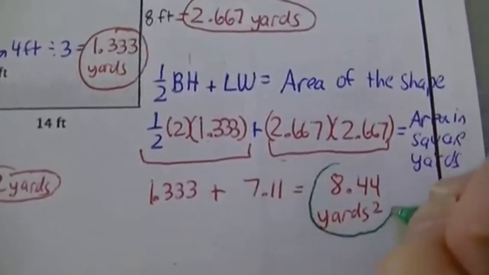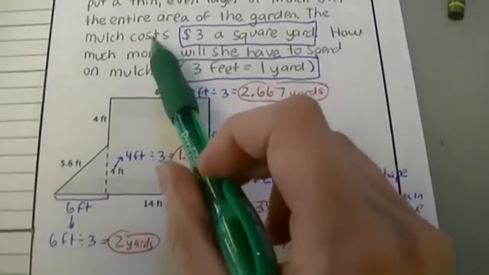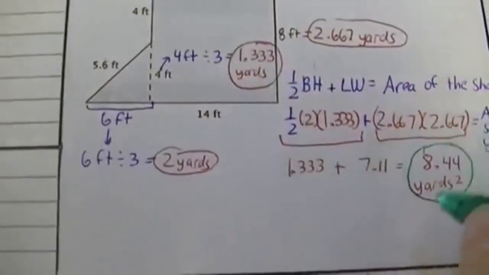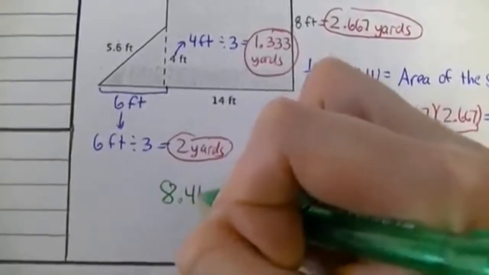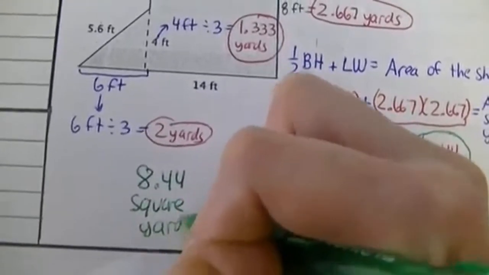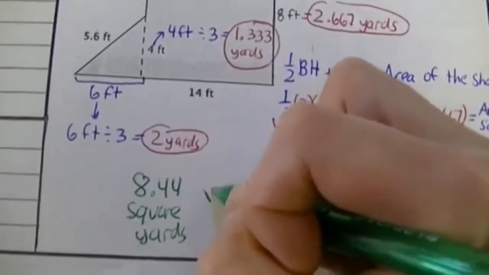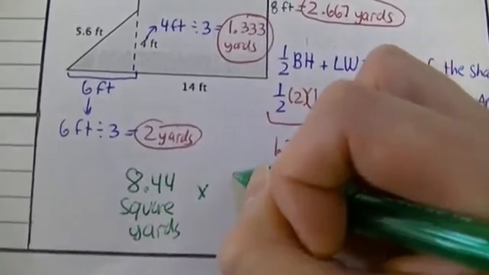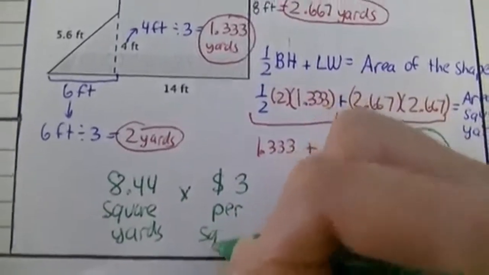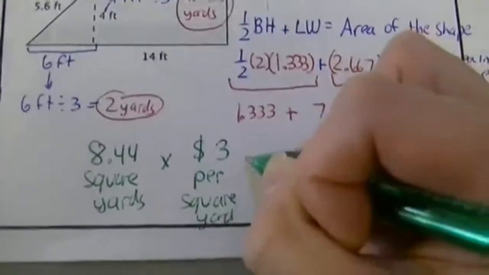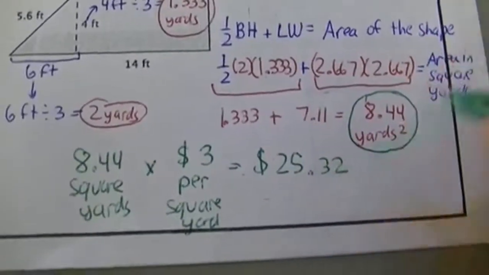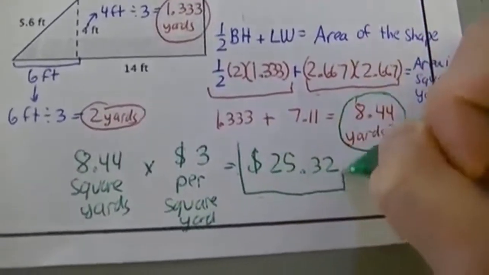But again, we're still not finished because it states that mulch costs $3 a square yard. So I'm going to take those 8 and 44/100 square yards. And I know that 1 square yard is $3, but there's 8.44 square yards. So I'm going to multiply it by $3 per square yard. And when I multiply that times that, I would get $25.32. Okay? So that right there is the answer.